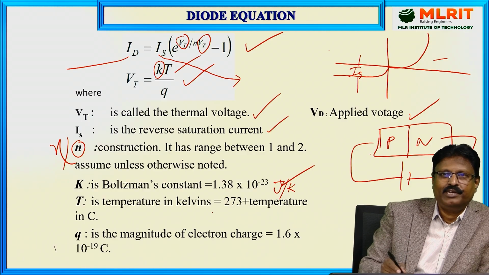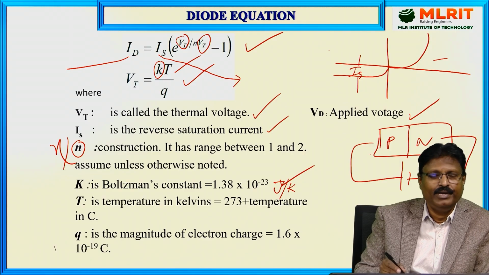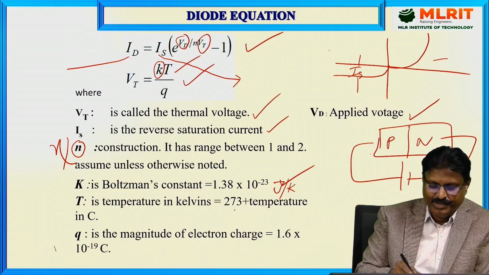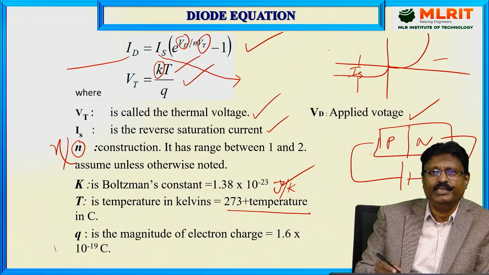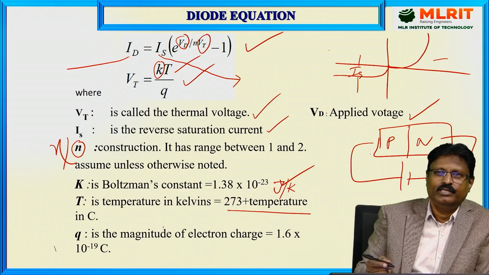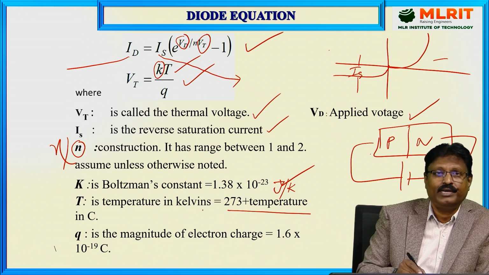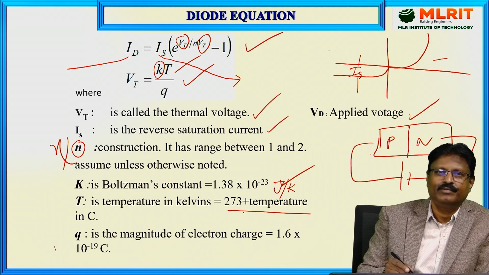Temperature in kelvins means if you know the temperature in centigrade, that can be converted into kelvins by making use of this formula: 273 plus temperature in Celsius. Suppose the room temperature is 27 degrees centigrade. So the Kelvin temperature, capital T, is equal to 300 Kelvin. So T is equal to 300 at room temperature.